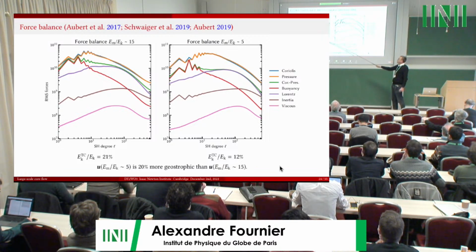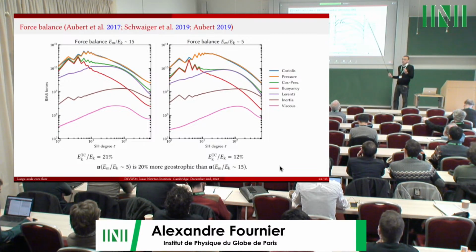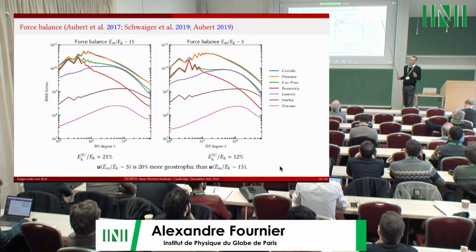In fact, the magnetic field is strong when the field inside the tangent cylinder is extremely strong. Okay, and in those situations, the ratio of the kinetic energy that is contained inside the tangent cylinder is about 20% of the total kinetic energy.